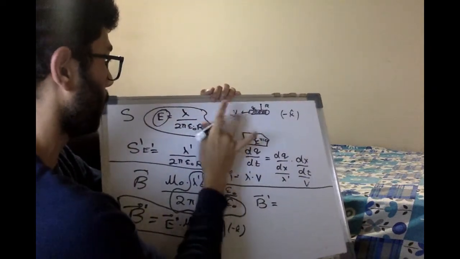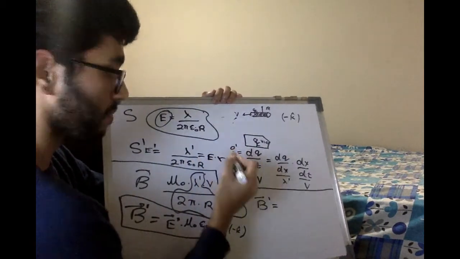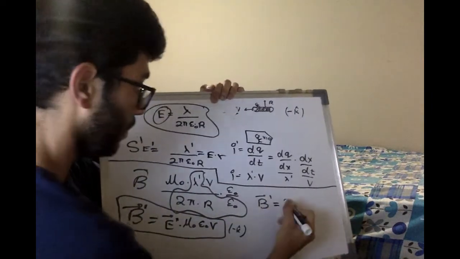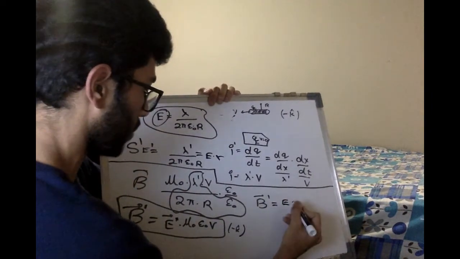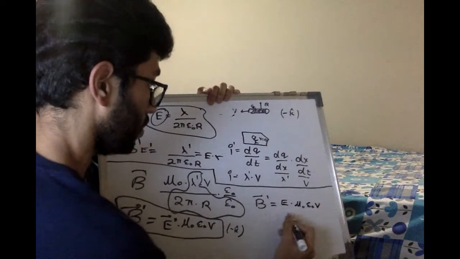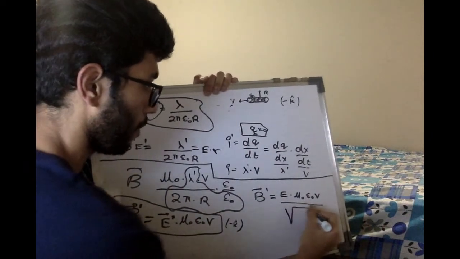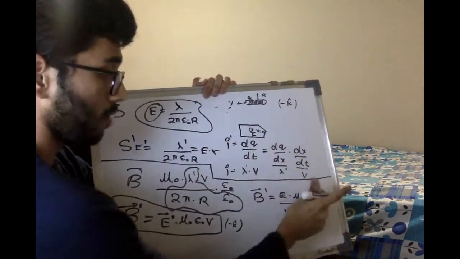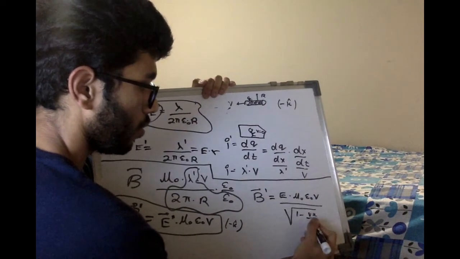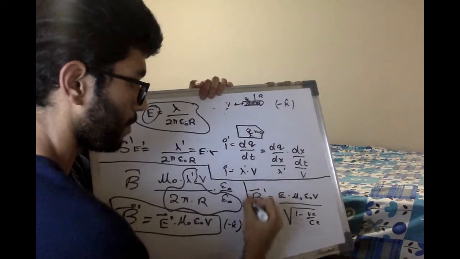Oh wait, hold on. So this is my electric field. So this is E prime, which will be equal to E times gamma. I'm sorry about the confusion. So B bar would be equal to E, which is just the normal electric field, times mu naught epsilon naught times the velocity times gamma. So it will be 1 over square root of 1 minus V square over C square.